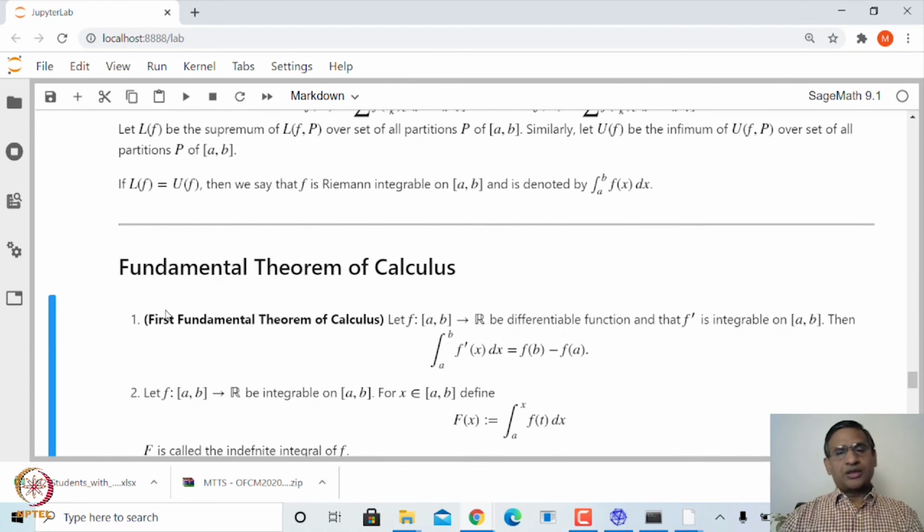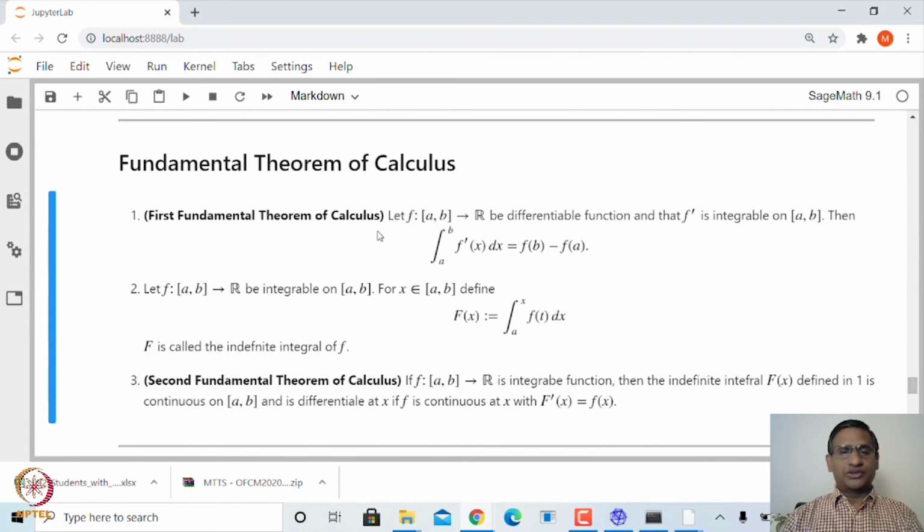Next, let us look at the fundamental theorem of integral calculus. The integral which we find is actually based on these two fundamental theorems. It says that in case the function is differentiable, and at the same time f dash is Riemann integrable, then the integral of f dash(x) dx from a to b will be nothing but f(b) minus f(a). So that is how you find the integral. In order to find this integral, you need to find the function whose derivative is the integrand, and then you look at the difference.